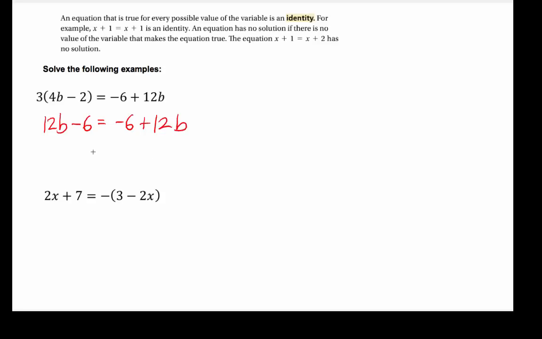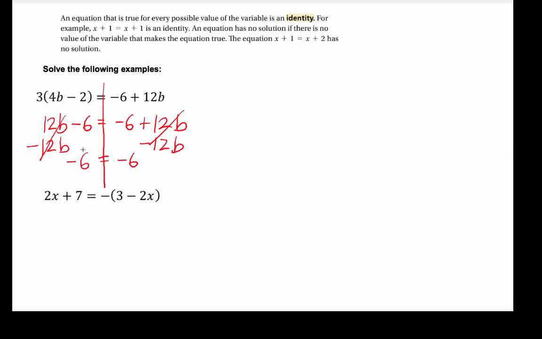Negative 6 plus 12b, I can't do anything with that. Now I may get to this point and notice, oh, I've got 12b and 12b, I've got minus 6 and minus 6. That's kind of weird. But I will go ahead and collect my b terms on one side, so I'm going to subtract 12b from the right and the left so that I can get all my b's on one side. Here I get a 0b, which is 0. I get negative 6 only. Well, 12b minus 12b, I also get a 0 on this side, and that leaves negative 6.